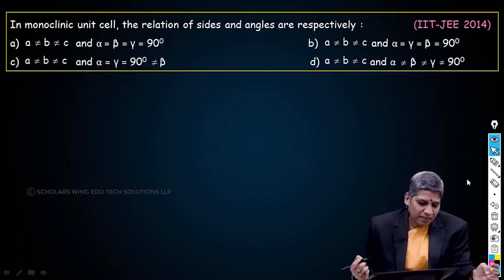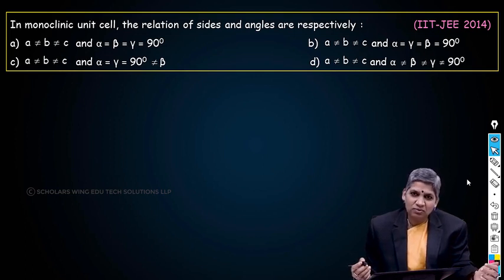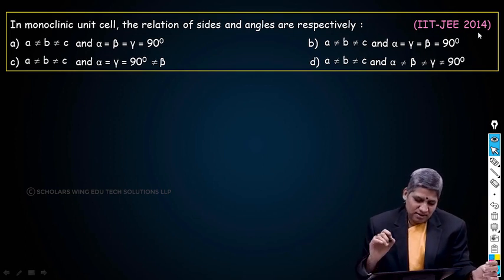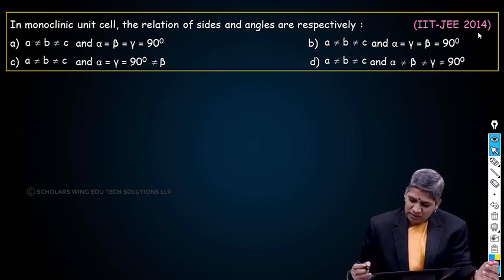Next question. In monoclinic unit cell, now this time they have specified the crystal system and they're asking you their relationships. This is much more tougher than the previous 2 questions, because here there are different relationships between the edge lengths and the axial angles or the face angles. So if you're not thorough, don't attempt this question. Okay. IITJEE 2014. See, I told you this type of questions are frequently asked. So you have to practice that trick once again.